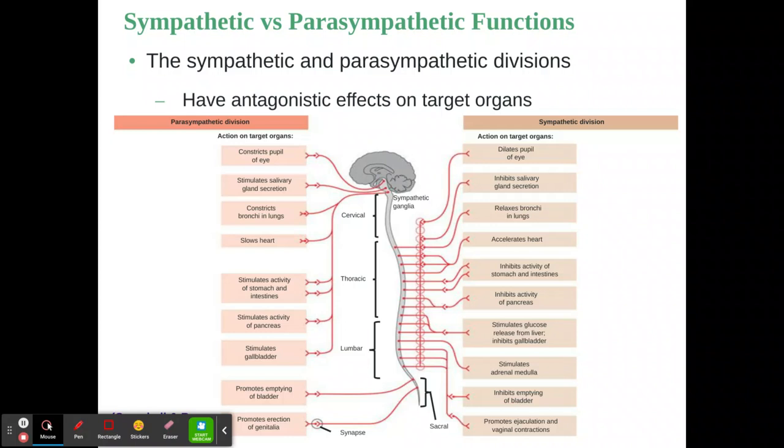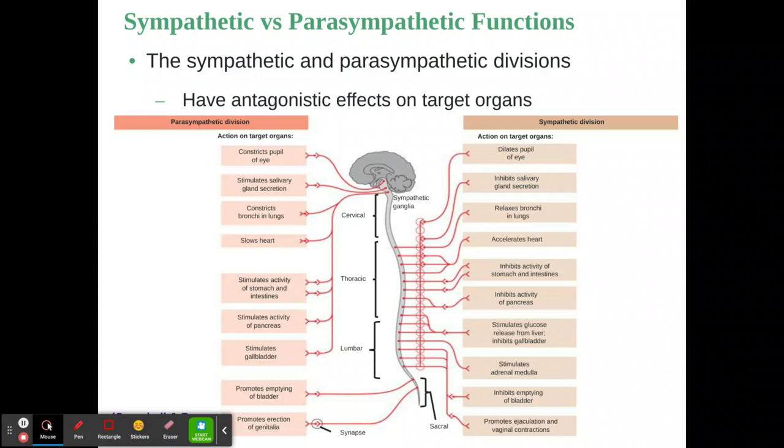So completely opposite again. Parasympathetic is going to stimulate salivary gland secretions, whereas the sympathetic will inhibit salivary gland secretion. The parasympathetic division will constrict the bronchi in the lungs, whereas the sympathetic will relax those bronchi. The parasympathetic will slow your heart rate, whereas the sympathetic will accelerate your heart rate. The parasympathetic will stimulate activity of the muscle and the intestines, and the sympathetic will inhibit the activity of the stomach and the intestines.